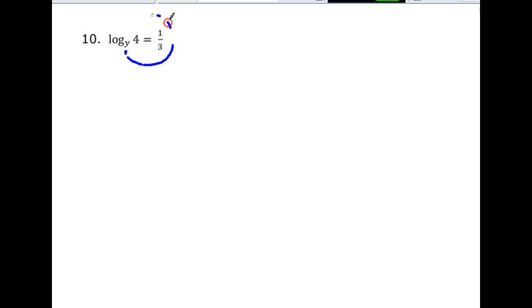Base, exponent, equal to. Again, this one, the base is in yet another place. This is a throwback problem. We did this kind of problem a couple of months ago. We are solving for y. In order to solve for y, we have to get the 1/3 exponent out of there. How?